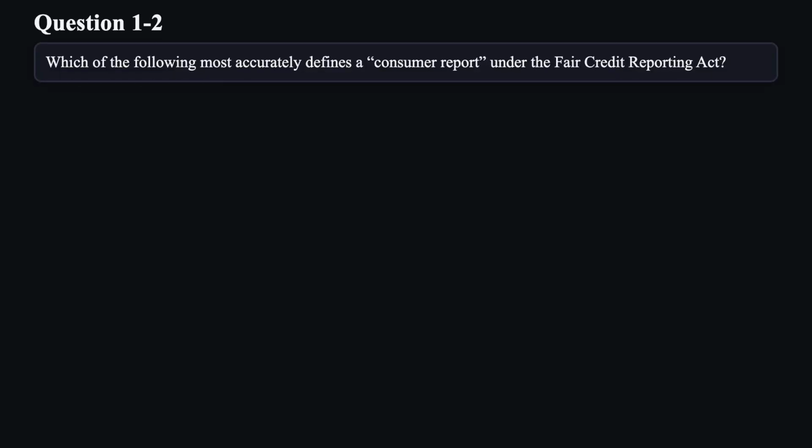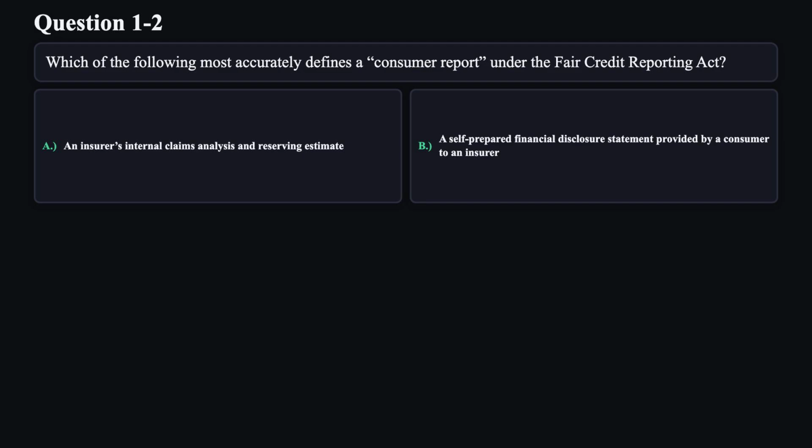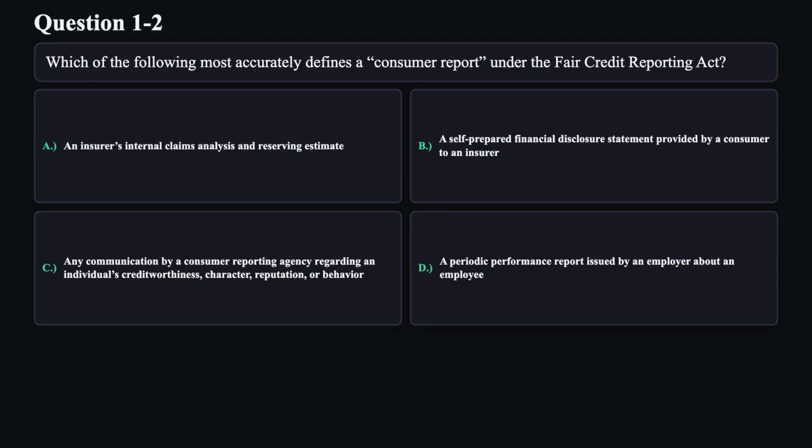Question 2. Which of the following most accurately defines a consumer report under the Fair Credit Reporting Act? A. An insurer's internal claims analysis and reserving estimate. B. A self-prepared financial disclosure statement provided by a consumer to an insurer. C. Any communication by a consumer reporting agency regarding an individual's creditworthiness, character, reputation, or behavior. D. A periodic performance report issued by an employer about an employee.